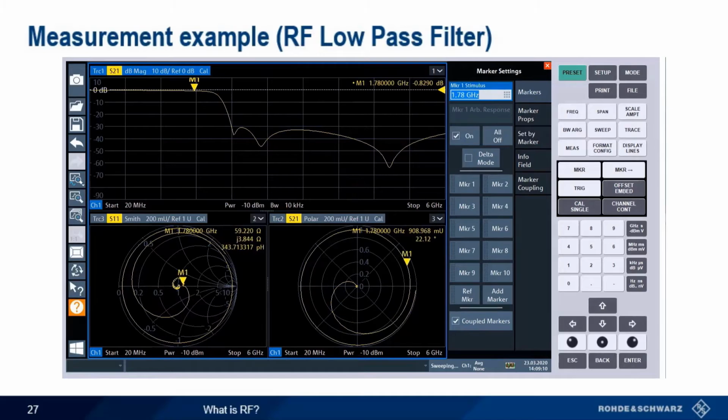Here I've introduced a new kind of plot called a polar plot in the lower right-hand diagram area. And this is interesting because it shows amplitude and phase of the transmission characteristic simultaneously. And you can see as I move the markers around, particularly between 1.5 and 1.7 gigahertz, we see that the phase actually changes about 45 degrees.